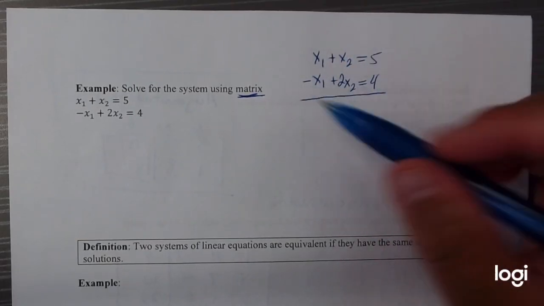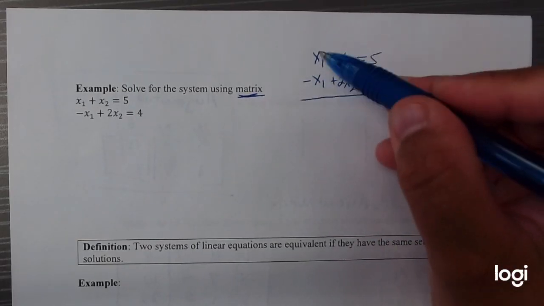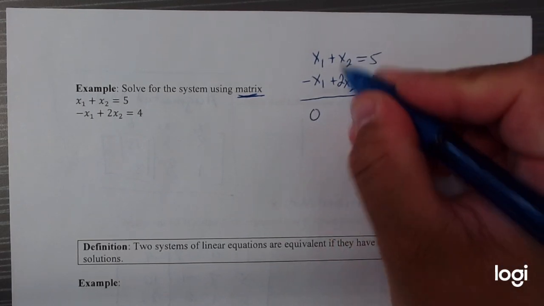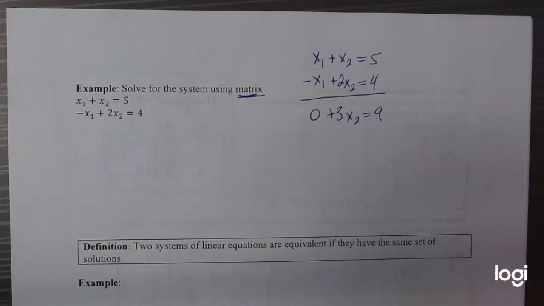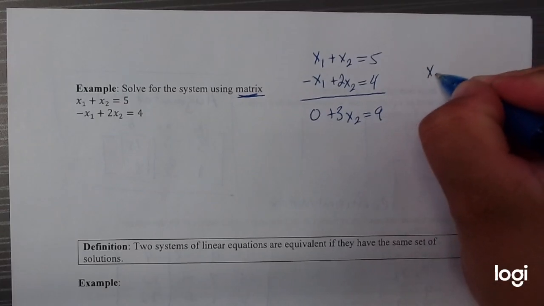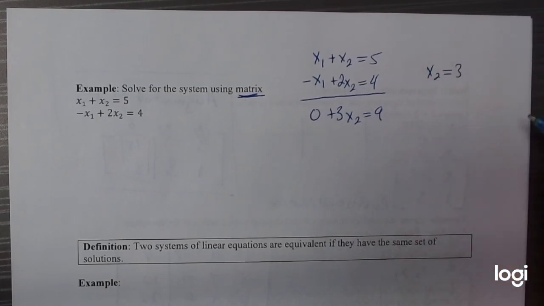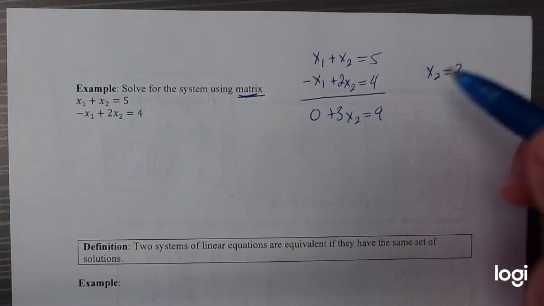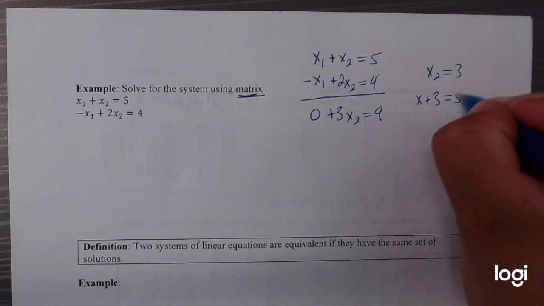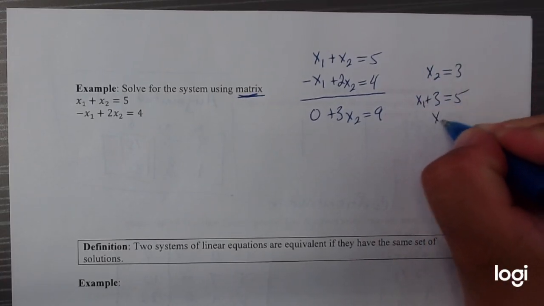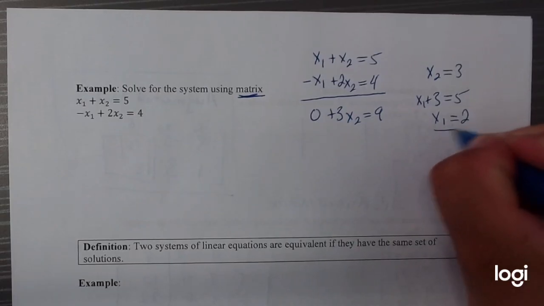Okay, so let's do this. So that means you're just going to subtract down. This gives me 3, and this is 9. So therefore, x2 is going to be 3. And then you're just going to plug it back in, right? So plug x2 into here, subtract it over. So x1 is 2.